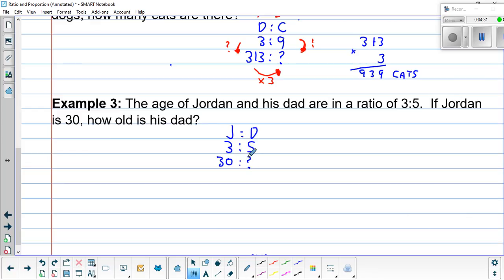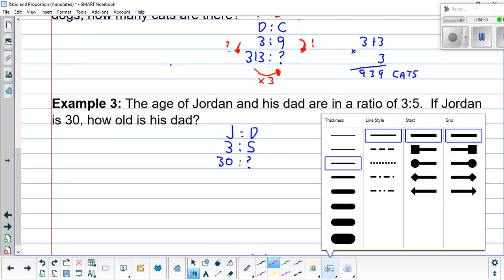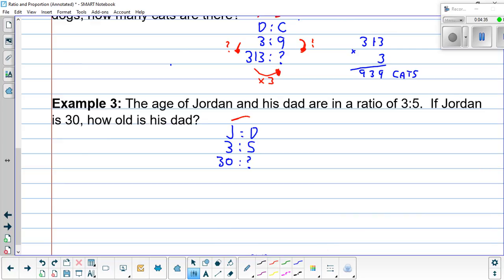So, this is what I like to check. Just go around. Can we go 3 to 5 easily? Not really. Well, I know what it is, but it's not really easy. It's going to be like a decimal, right? So, what about 3 to 30? Well, yeah, that's times by 10, right? So we can times this way by 10, and we can figure out 5 times 10 is 50.